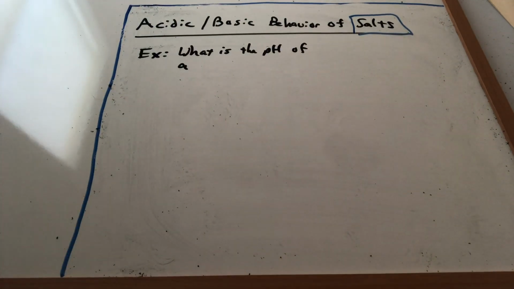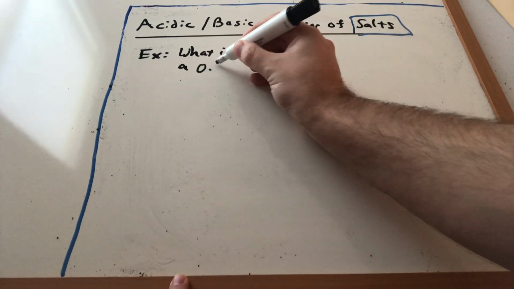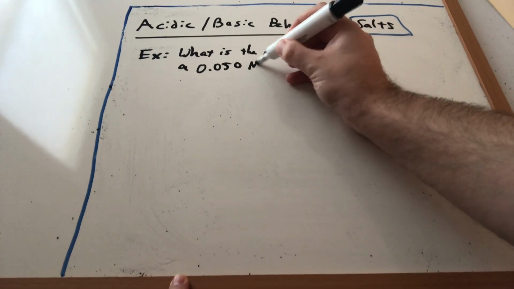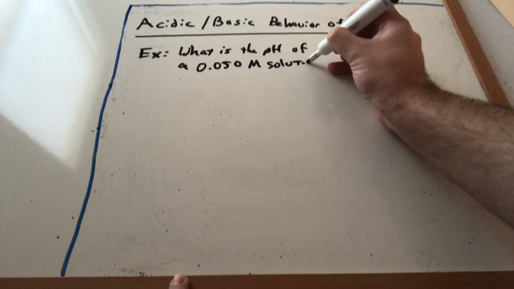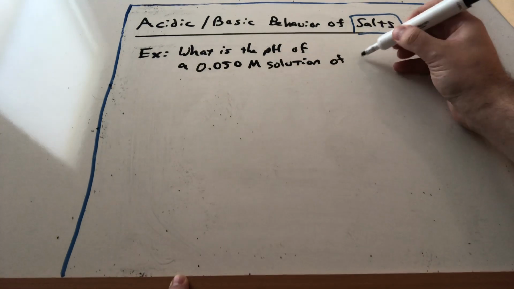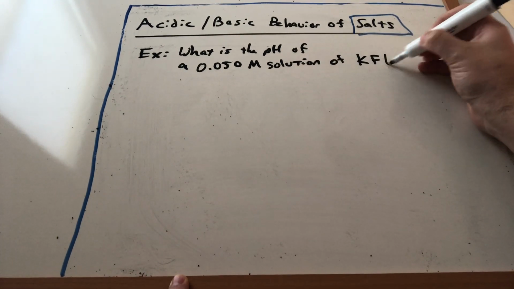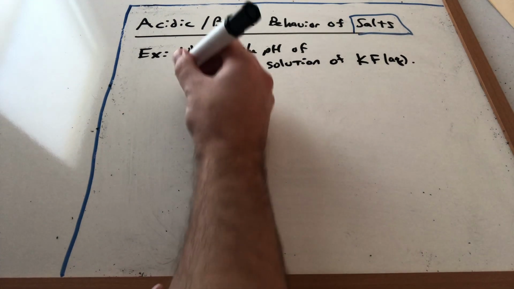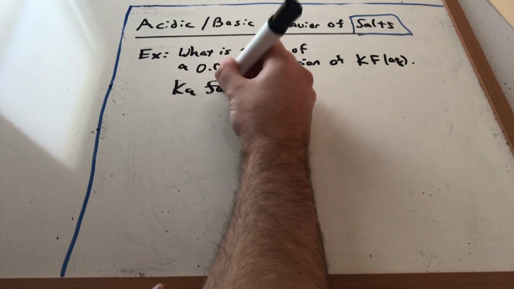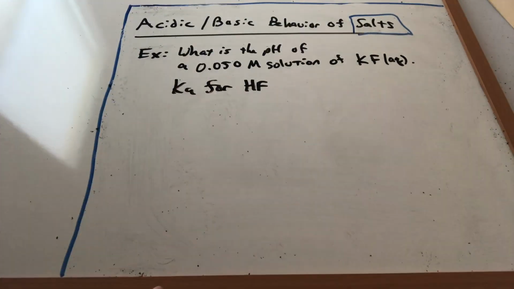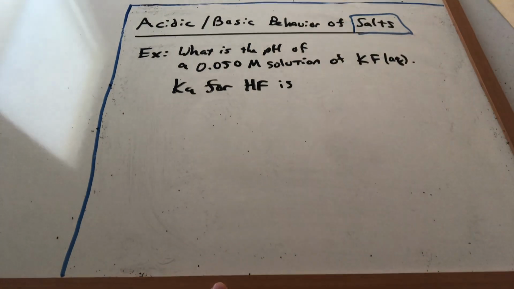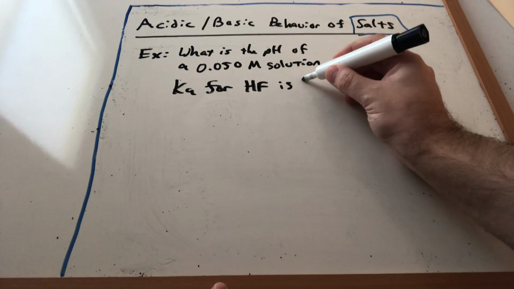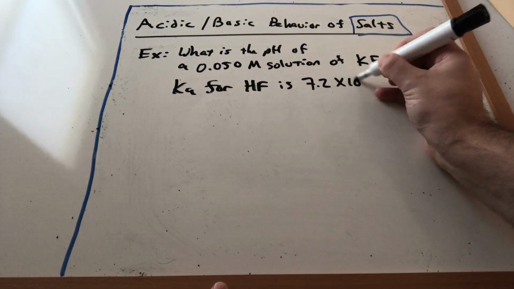So for example, what is the pH of a, let me check, 0.050 molar solution of KF aqueous, right, of KF aqueous. Ka for HF is, let me get it right here. Ka for HF is 7.2 times 10 to the minus 4.